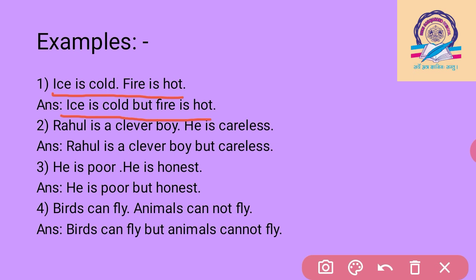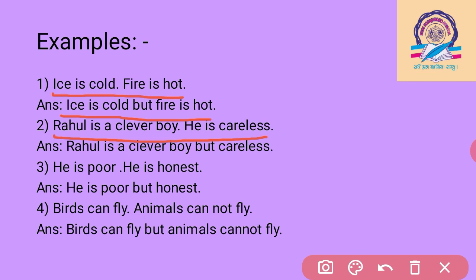Then the second example: Rahul is a clever boy, he is careless. So here Rahul is a clever boy. One time Rahul is shown as clever, and in another way he is careless. He does not pay attention in his work, although he is clever. So out of this, one time clever, and in another way careless. So here the opposite idea is given.